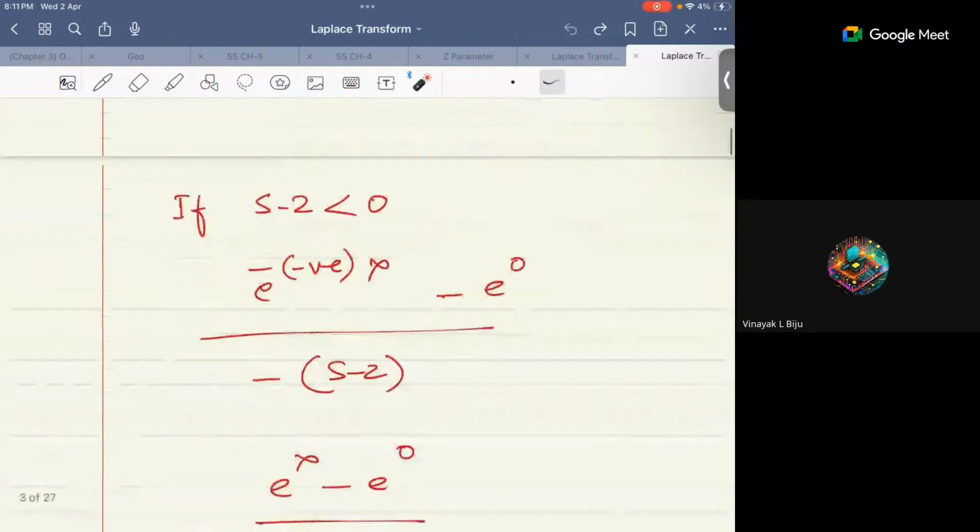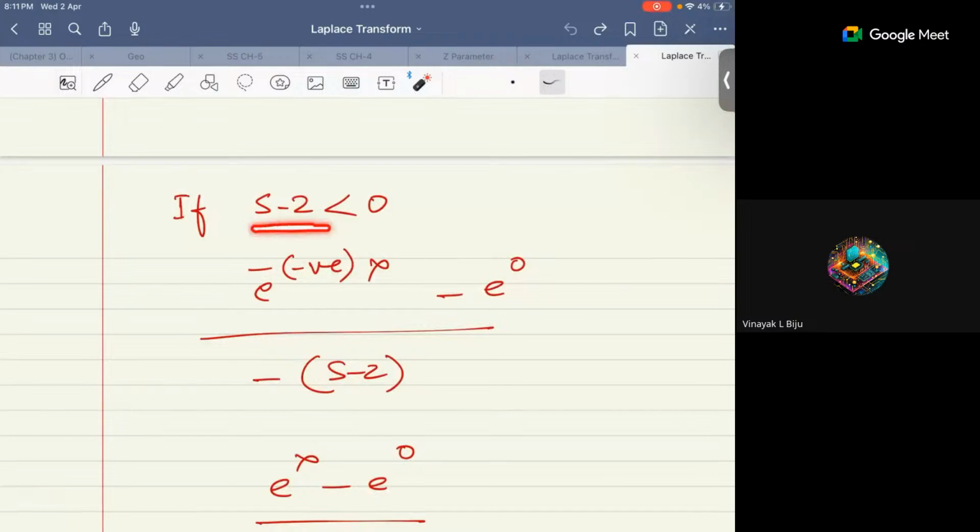And this is what I was saying. If sigma is less than 2, for those cases you are getting some infinite value, and in those cases you are not able to calculate the Laplace transform itself. So that is what I was saying.